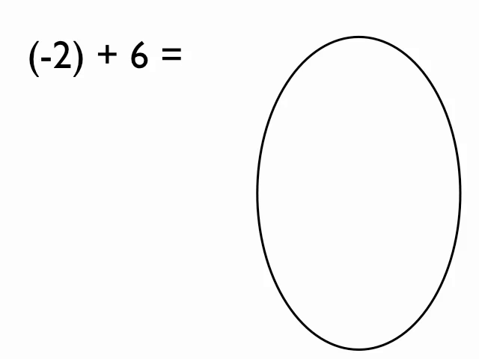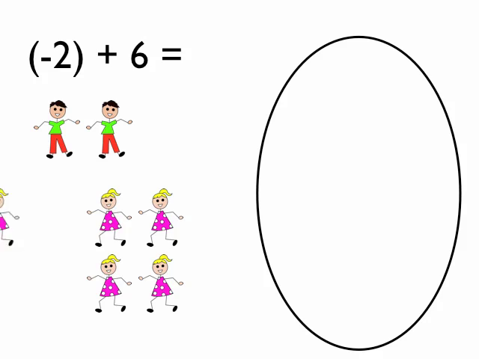In the second one, we have -2, which is represented by 2 boys arriving at our middle school dance. The plus sign means we will have other people arrive at the dance, and since it's +6, that will be 6 girls. Now, when boys and girls are together at the dance, they will move over to the dance floor, which is represented by the big zero-shaped circle on the right.